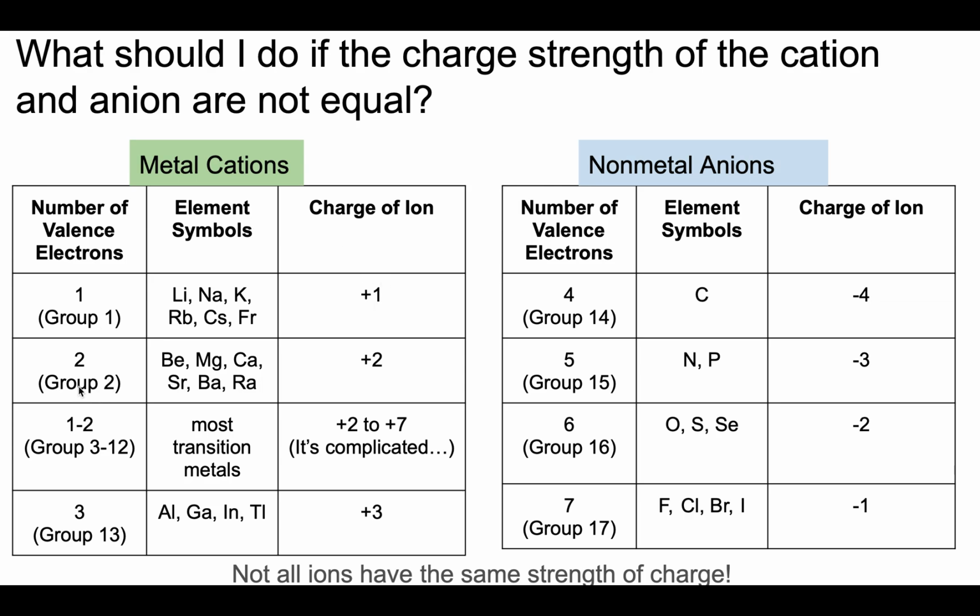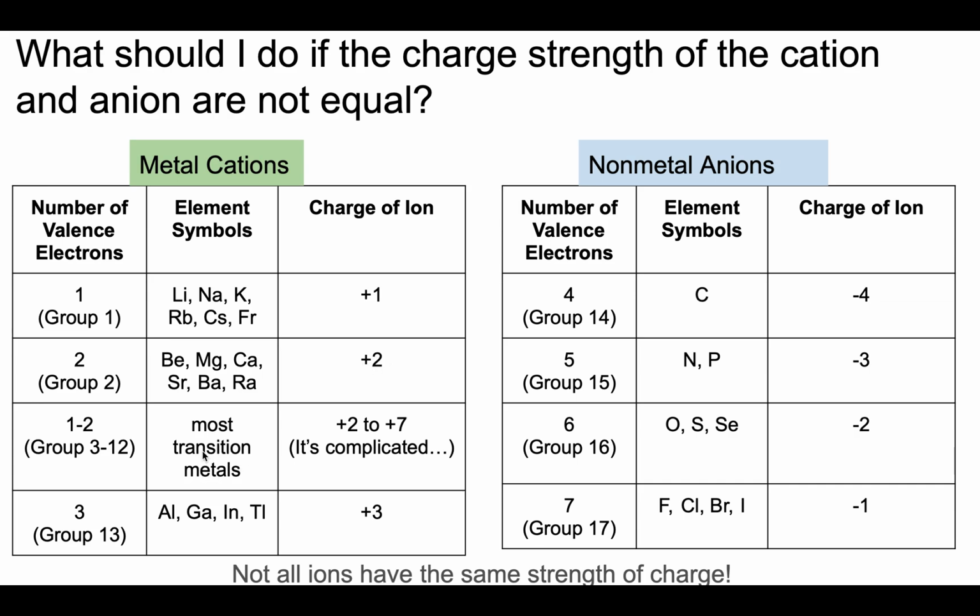In group 2, however, that's our second column of the periodic table. That includes elements like beryllium, magnesium, calcium, strontium, barium, and radium. Those all have 2 valence electrons that they are going to lose. So again, if you lose 2 electrons, each with a negative charge on it, then you're going to end up with a charge of +2, because you have now 2 more protons than you do electrons in that atom. So it'll end up with +2.